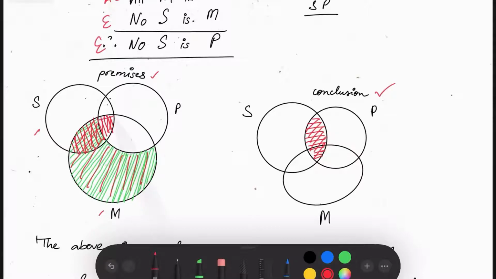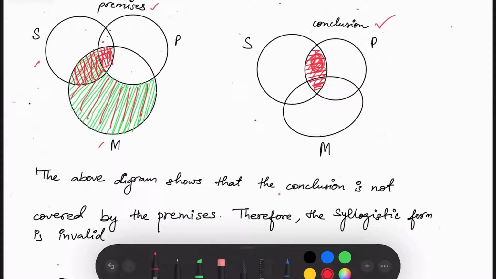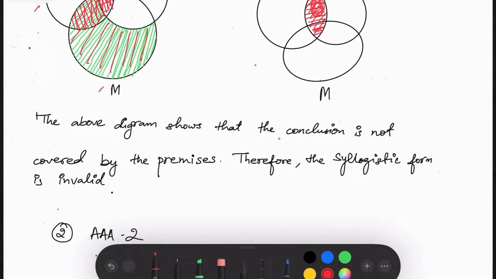So now again, if you will see the difference between premise and conclusion, this part is shaded, but if you will see this particular part, it is not shaded here. So these two diagrams are not symmetrical, it's not the same. So if you see, the above diagram shows that the conclusion is not covered by the premise. So this part is not covered basically, therefore the syllogistic form is invalid. Or whatever argument or form is given, that is invalid in nature.